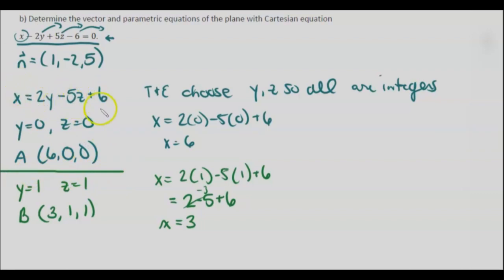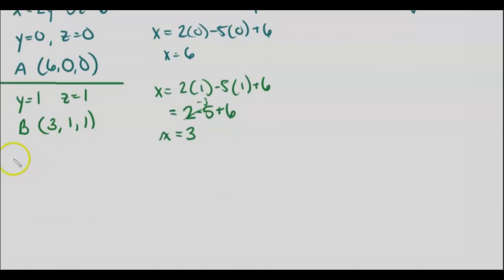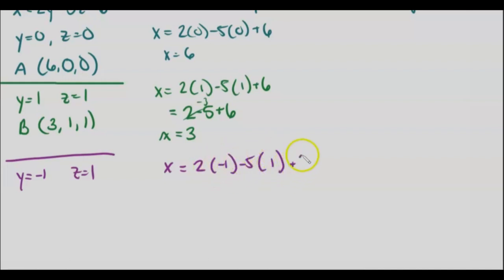lie on this plane. Okay, so for the next one, let's choose y equals negative 1, and then z equals 1. Why would you introduce another negative if you don't have to, right? So let's find the third point. x equals 2 times negative 1 minus 5 times 1 plus 6. So I get negative 2 minus 5 plus 6. This is negative 7 plus 6. I get negative 1. So our third point is negative 1, negative 1, 1.